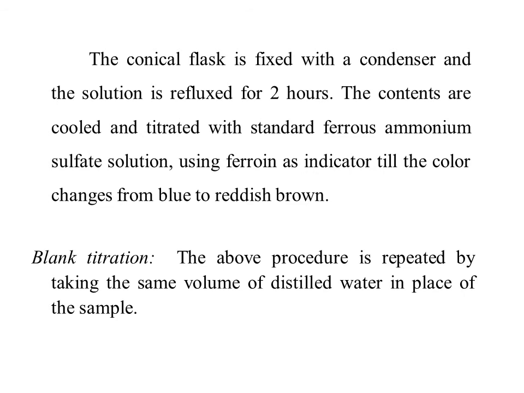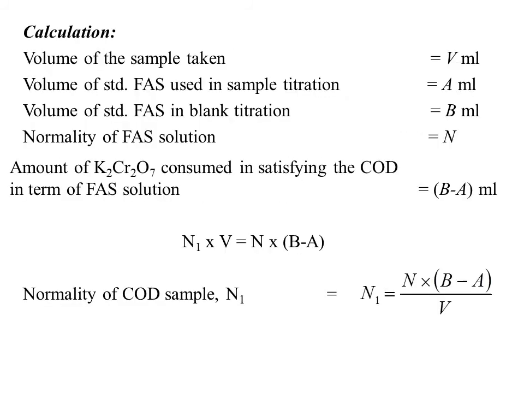The same above procedure is repeated, the entire procedure is repeated, but here the sewage sample will not be taken; only distilled water is used. Then the normality of the FAS solution is equal to N. Then the amount of potassium dichromate consumed in satisfying chemical oxygen demand is equal to B minus A ml.